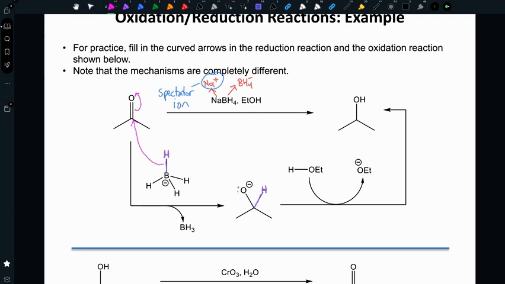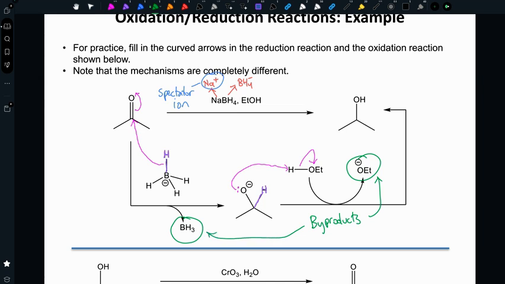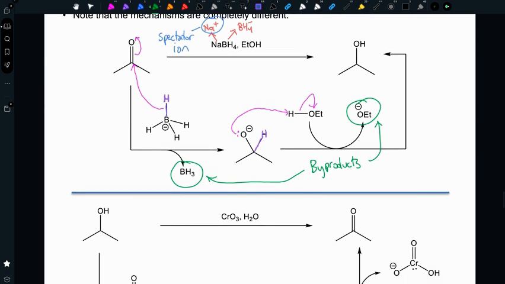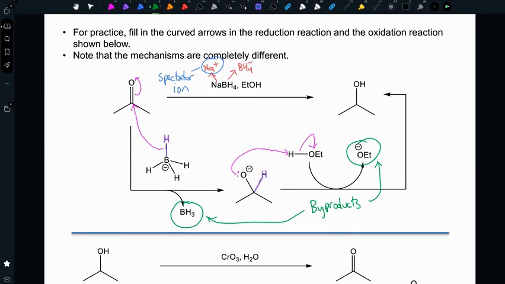And then in the subsequent step, that oxygen needs to grab a hydrogen from my solvent. So in the end, there are two byproducts to this, BH3 and this, what we would call ethoxide ion. So that's that reduction reaction.